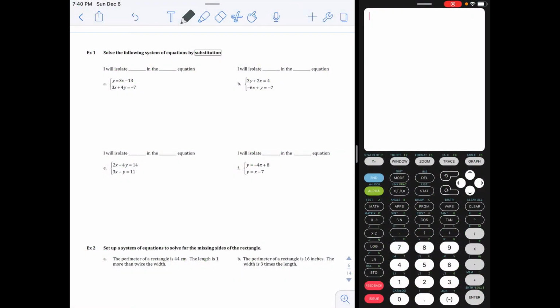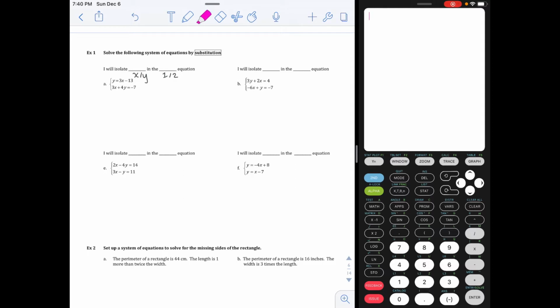Alright guys, so this is Unit 5, Day 3, Part 2 of the video, and we're just going to jump into some problems here. So we're going to solve by substitution. So the first part says, I will isolate, and you get to pick the x or the y. So those are your options always, and then it's either your first or your second equation. So like I said in the previous one, we want to isolate the one that's going to be the easiest.